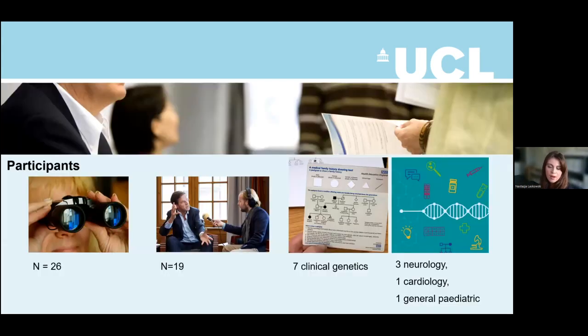In the end, the data was composed of 26 observations of appointments, 19 interviews with healthcare professionals, and those were done across 12 departments. Of those 12 departments, 7 were clinical genetics, 3 neurology, 1 cardiology, and 1 general pediatric.